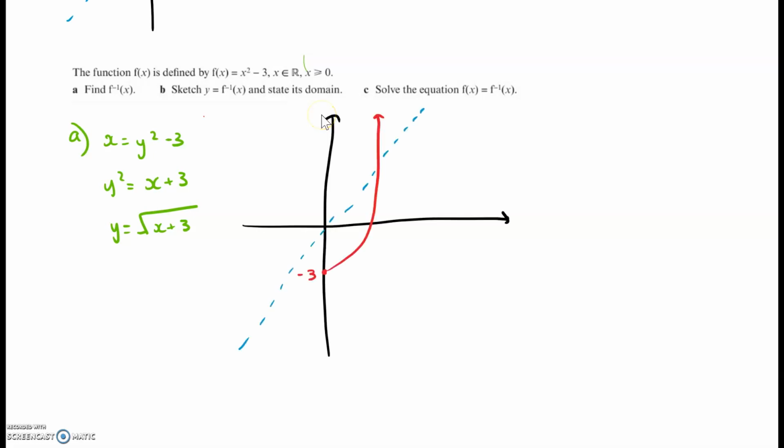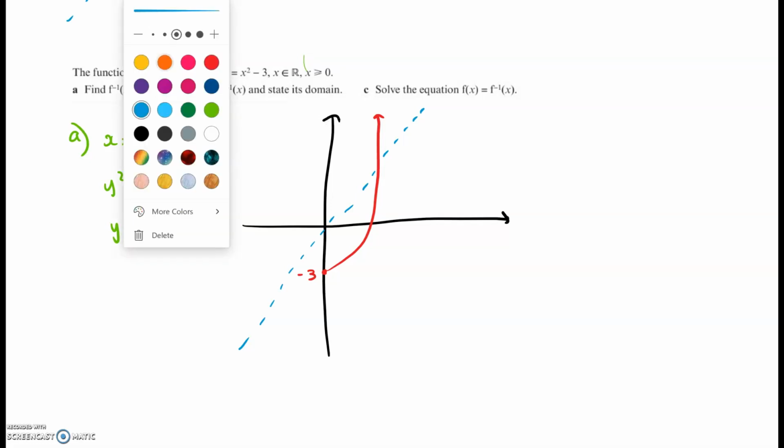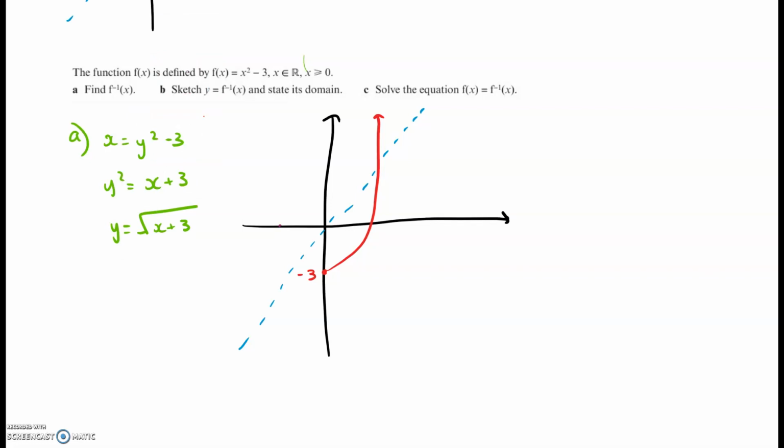Alright, so I've just drawn in my original f of x, which is x squared minus 3. So I can see I've got a y-intercept at negative 3 there, and it keeps going up. Now, when I'm drawing my inverse function, instead of having a y-intercept at negative 3, I now have an x-intercept at negative 3. And that should make sense as well, because you've got that horizontal translation of plus 3, which would move that 3 units towards the left.